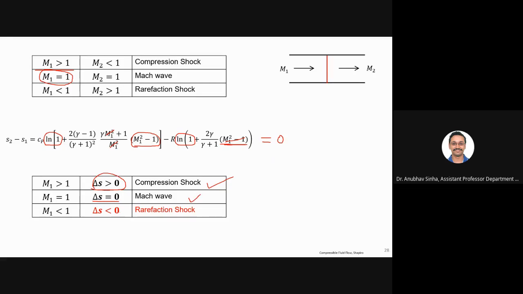Now if you substitute M1 less than 1 in this equation, what you are going to get is delta S less than 0. Although mathematically, from the previous relations we have derived, this could be a possibility, physically it will never happen because it violates the second law. So rarefaction shock is a very interesting concept mathematically, but physically it will not happen.